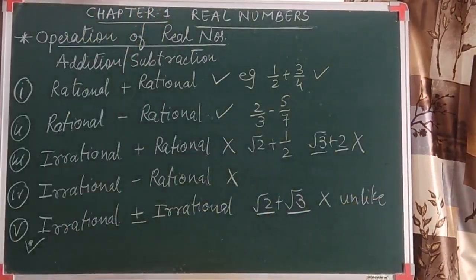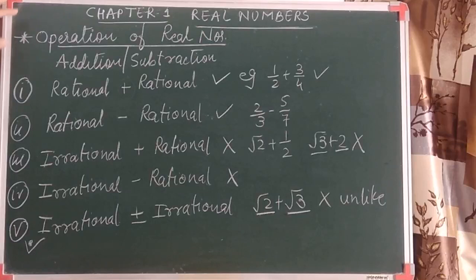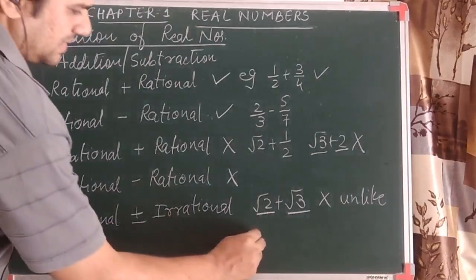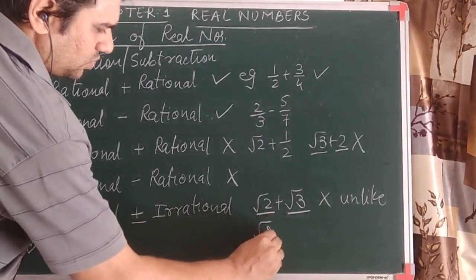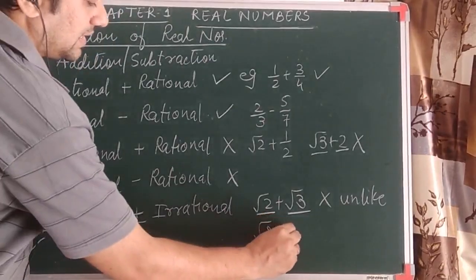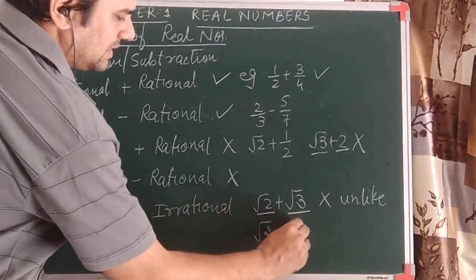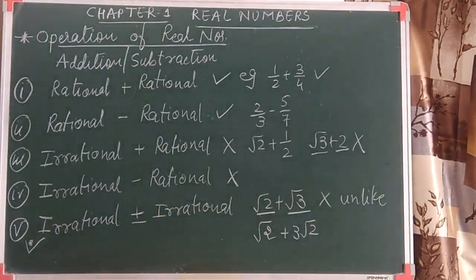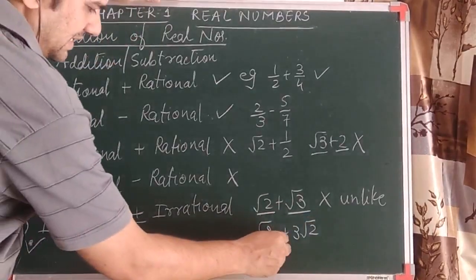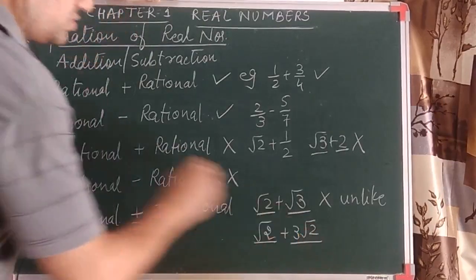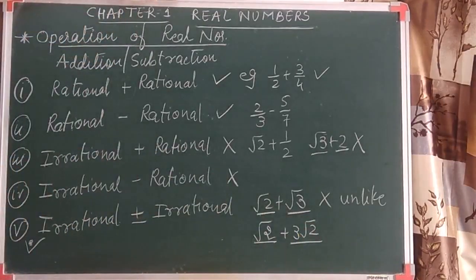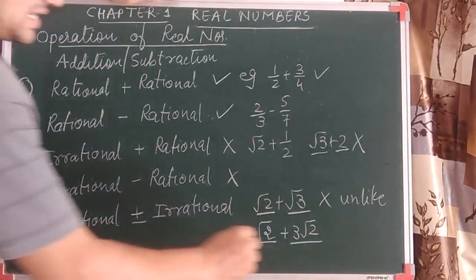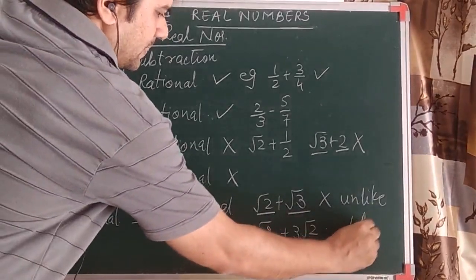Now the question arises, then what are like irrational numbers? So let's have an example. If I take any number, root 2. Suppose another irrational number is 3 root 2. Now both are irrational. This is irrational, this is also irrational. 3 root 2 is an irrational. So we should remember these are like irrational numbers.